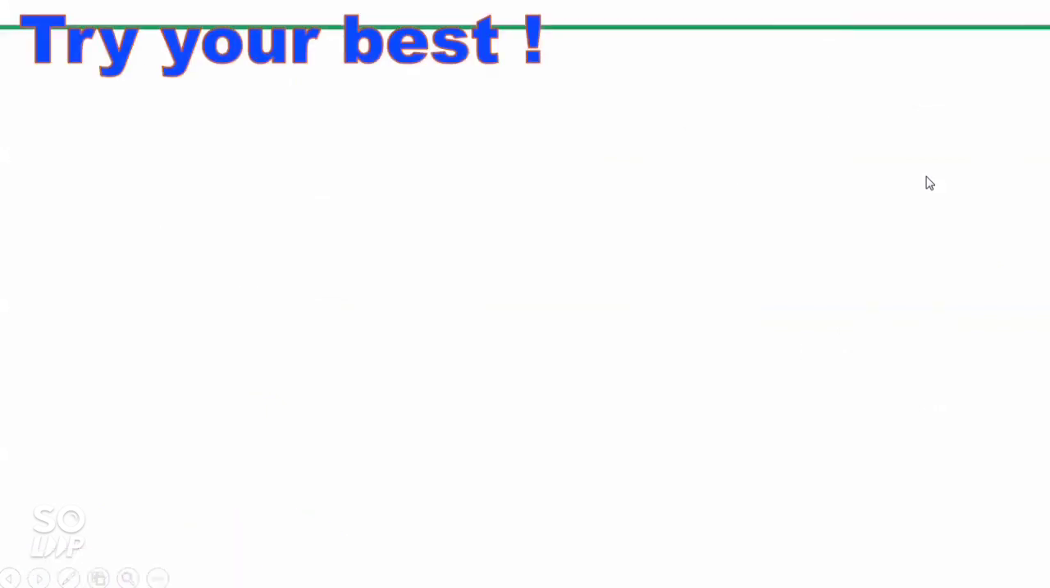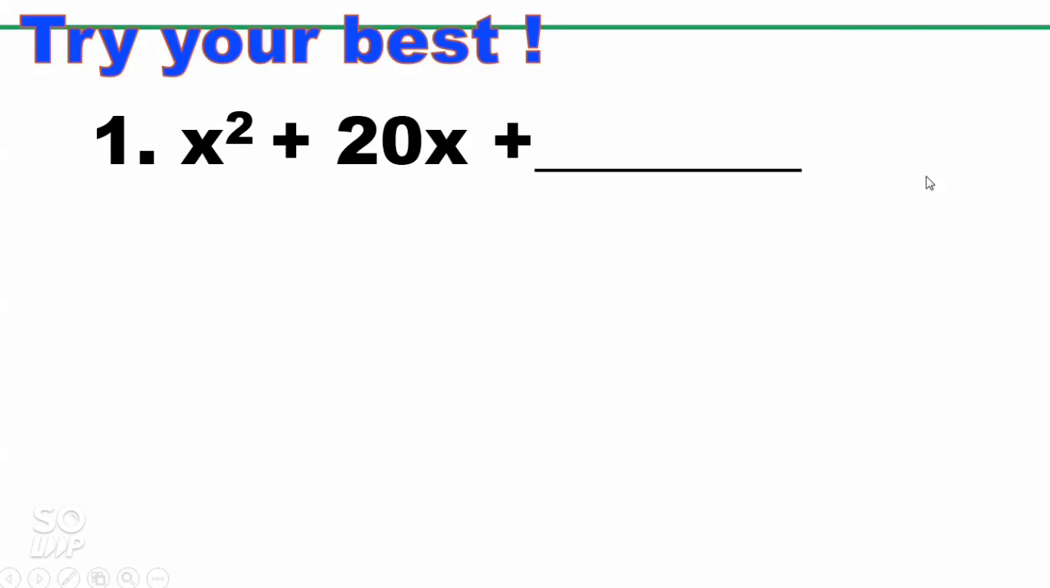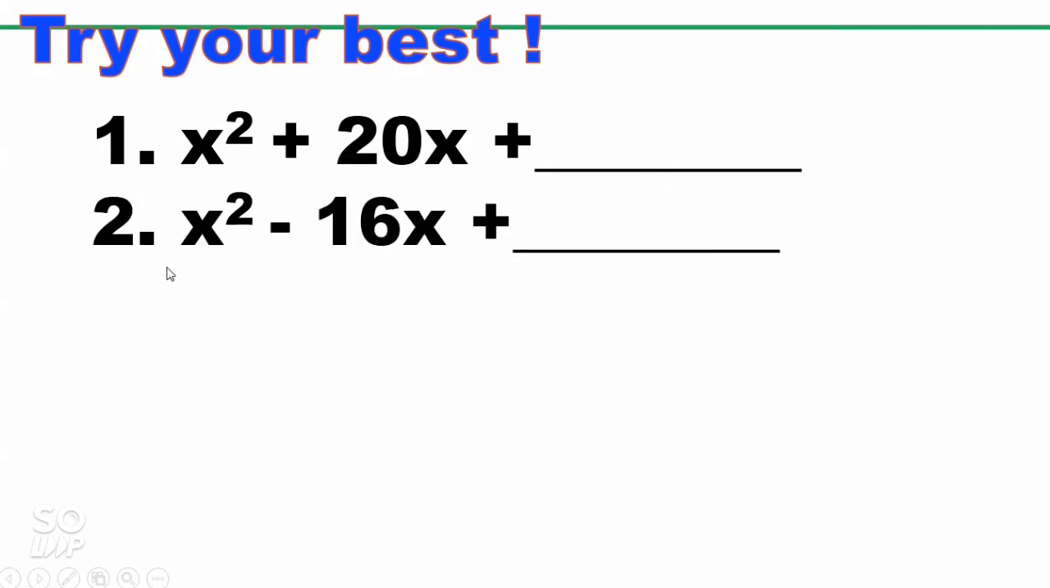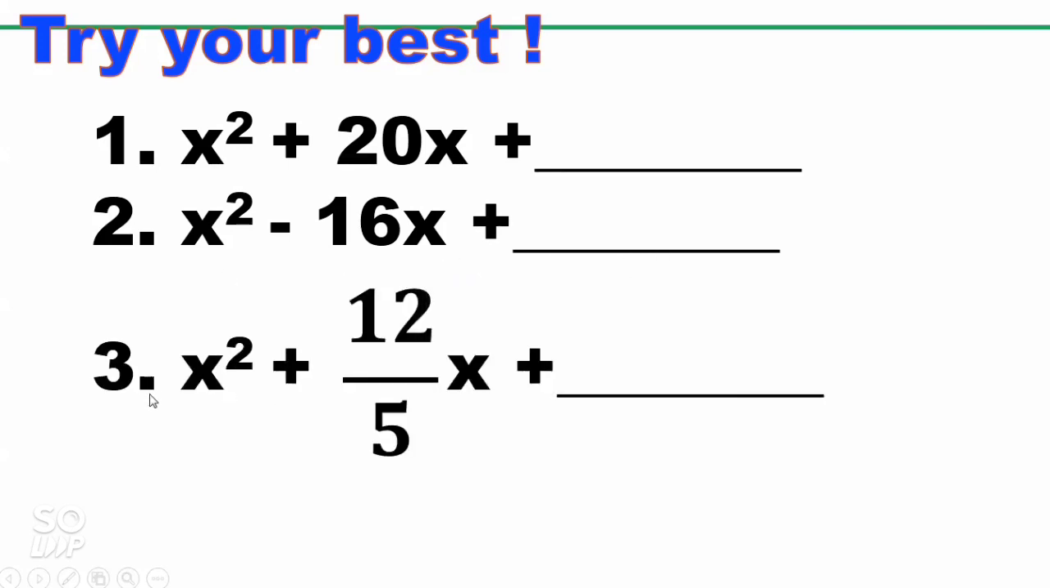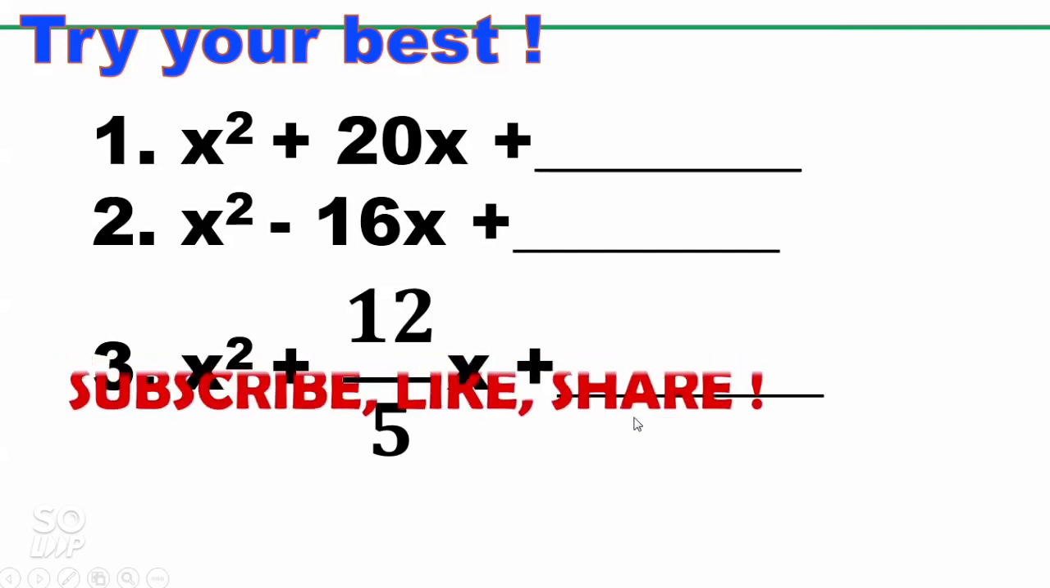Okay, next. It's your turn. Try your best. Number 1, x squared plus 20x plus blank. Ano kayang ilalagay natin sa pangatlong term para maging perfect square trinomial? Number 2, x squared minus 16x plus blank. And number 3, x squared plus 12 over 5x plus blank. Okay, kung ayaw mo pang makita yung sagot, stay ka muna rito. Okay, pero kung gusto mo nang makita, eto na siya.